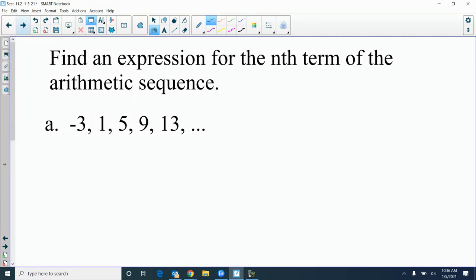All right, this is similar to what we did yesterday. Take a look at this one. See if you can come up with the A sub n for -3, 1, 5, 9, and 13. Because we talked about these yesterday, if it goes up by a common amount. All right, Kayla, do you know what A sub n is? Not yet.